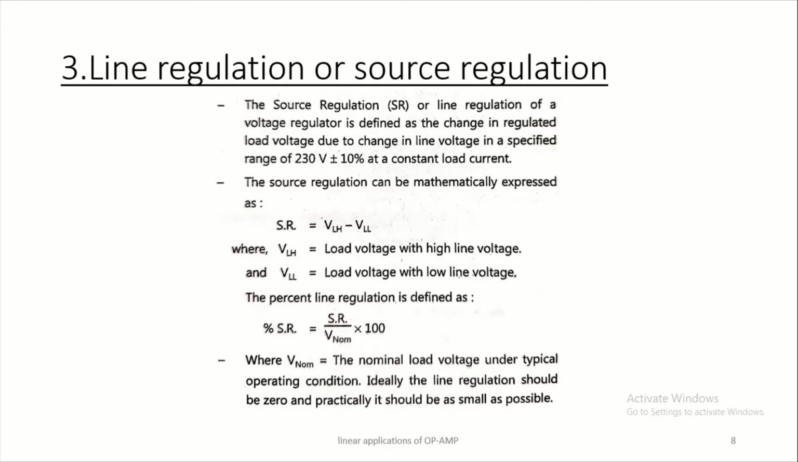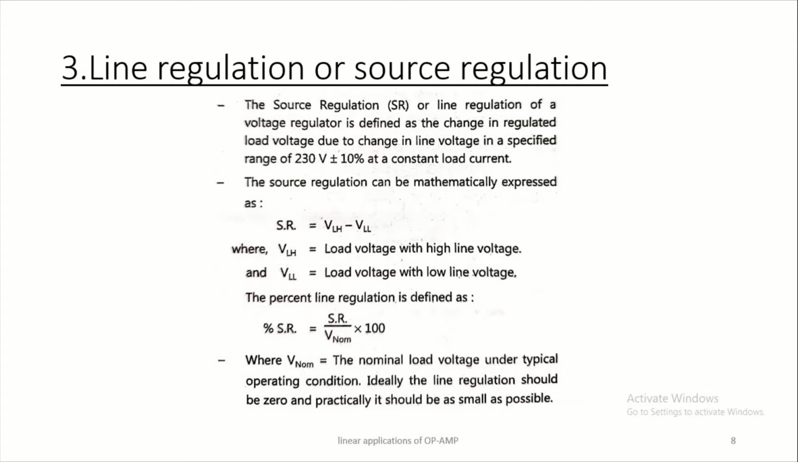The third one is line regulation, or source regulation. The source regulation or line regulation of a voltage regulator is defined as the change in the regulated load voltage due to the change in line voltage in a specified range of 230 volts plus or minus 10% at constant load current. The source regulation can be mathematically expressed as SR is equal to VLH minus VLL.